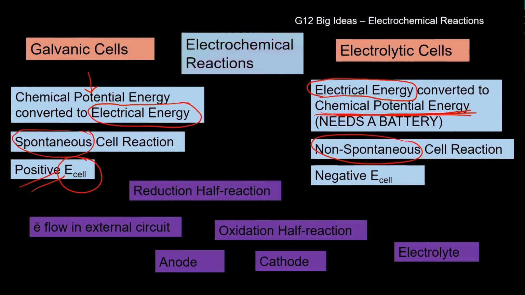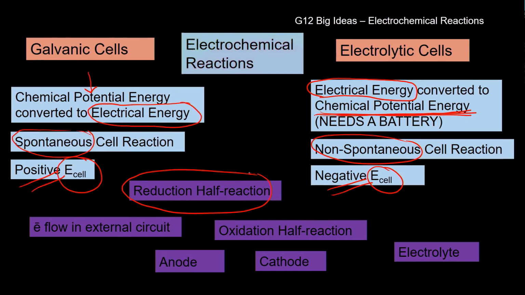And we find when we do calculations that the E of the cell is a negative value, and that negative value tells us that this reaction is non-spontaneous and it needs energy to be put in from the outside.